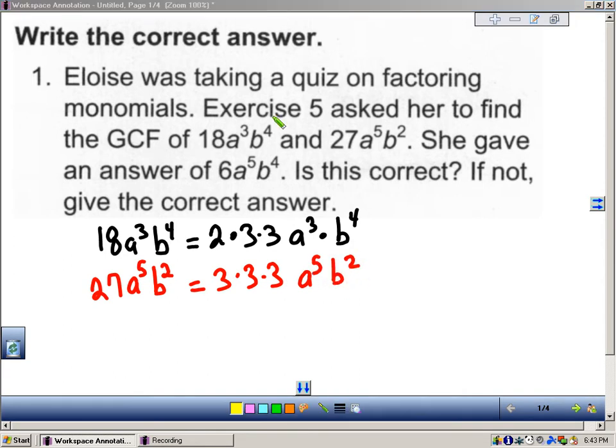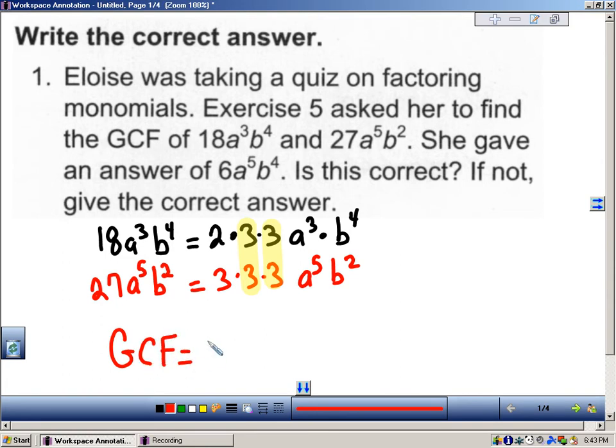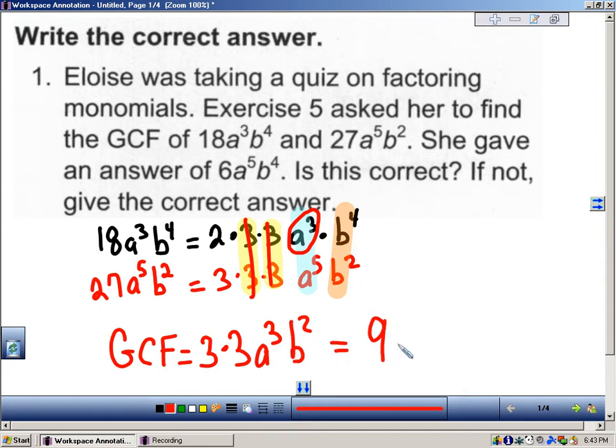Okay, so let's highlight the common factors of your coefficients. So my GCF is going to be 9 because we have one pair here, 3, another pair here, 3. And then if I look at my common variables, a to the 5th and a to the 3rd, and b to the 4th and b squared. The lowest power is a to the 3rd. And the lowest power here is b squared. And so we end up with 9 a to the 3rd power b squared.